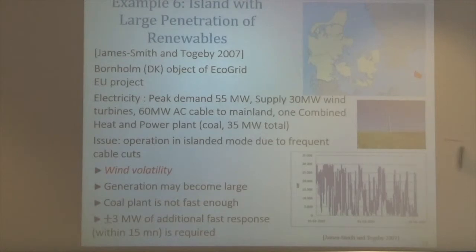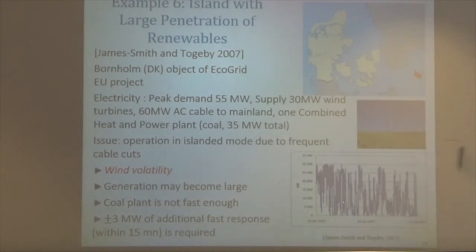But the problem is that it often gets cut because it's in the sea, but it's very shallow here. Sometimes the boats just touch the cable and cut it. So ideally they would like to get rid of this cable and live based on their own energy. And for that, they have 35 megawatts of combined heat and power plants. So they have potential 65 megawatts for 55 megawatts of demand, so that's doable.